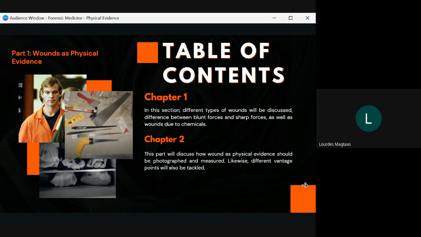Forensic scientists use a variety of techniques to analyze physical evidence, including DNA analysis, fingerprint analysis, ballistics, and trace evidence analysis. These analyses can help investigators build a case against a suspect or exonerate an innocent person. Overall, physical evidence plays a crucial role in the investigation and prosecution of crimes and can provide valuable insights into what really happened at a crime scene.